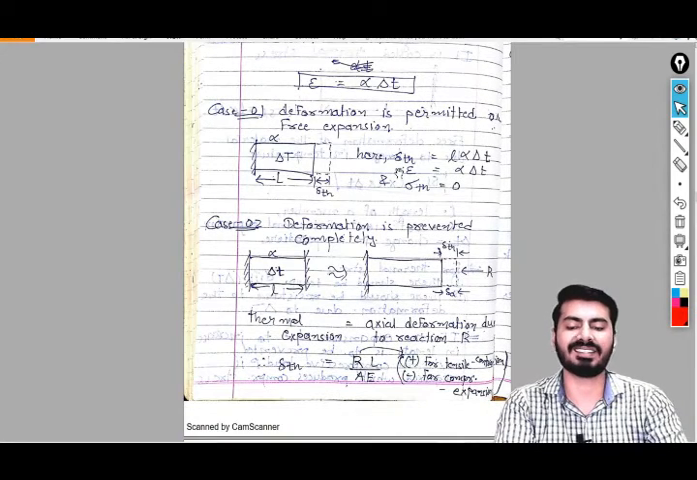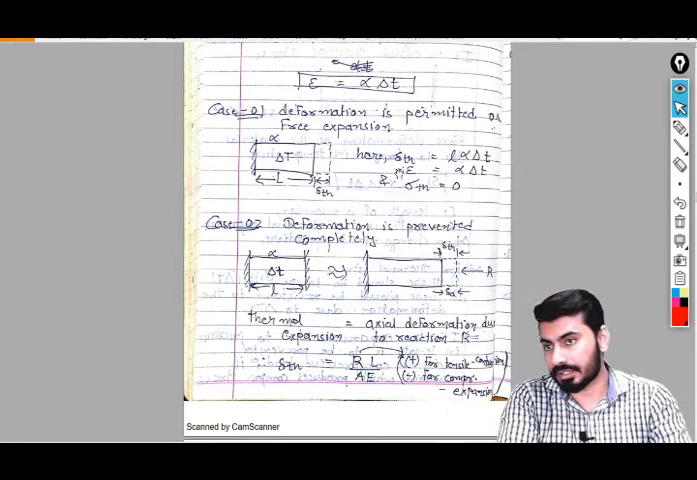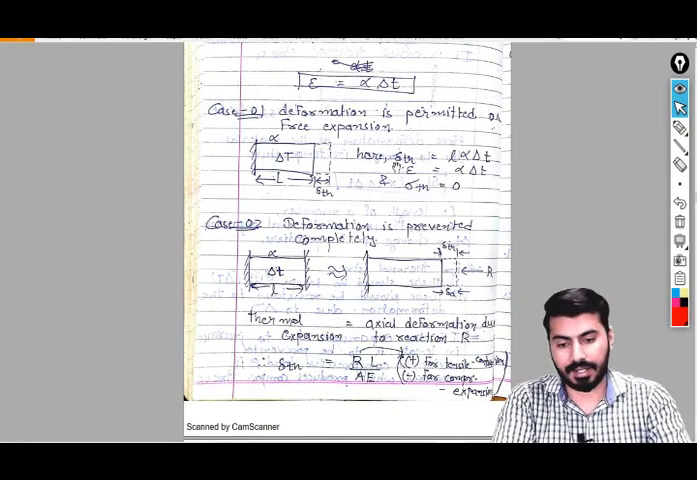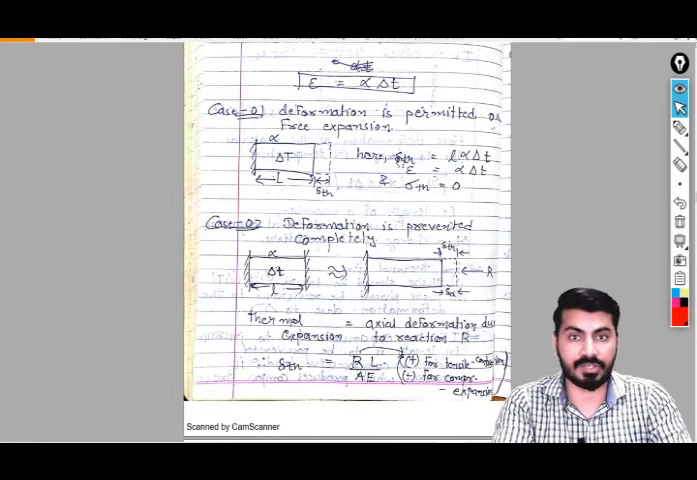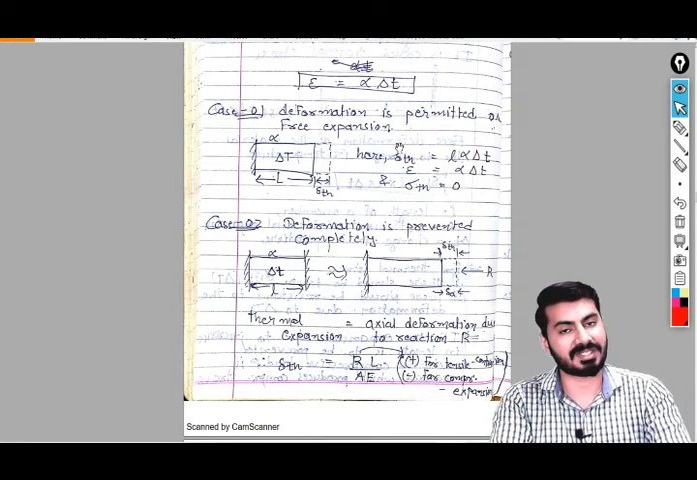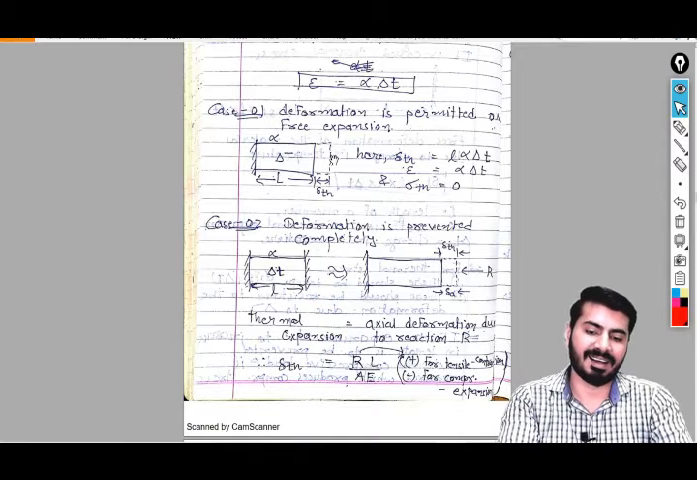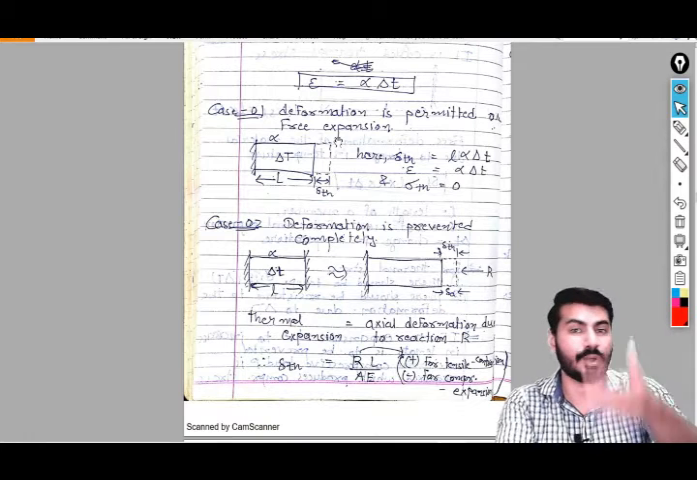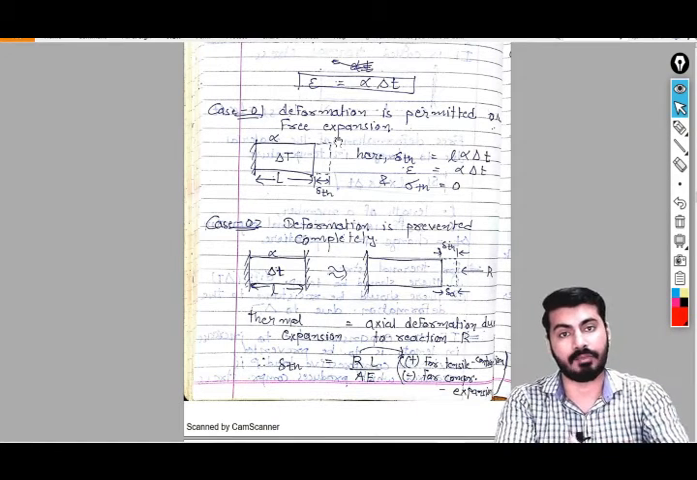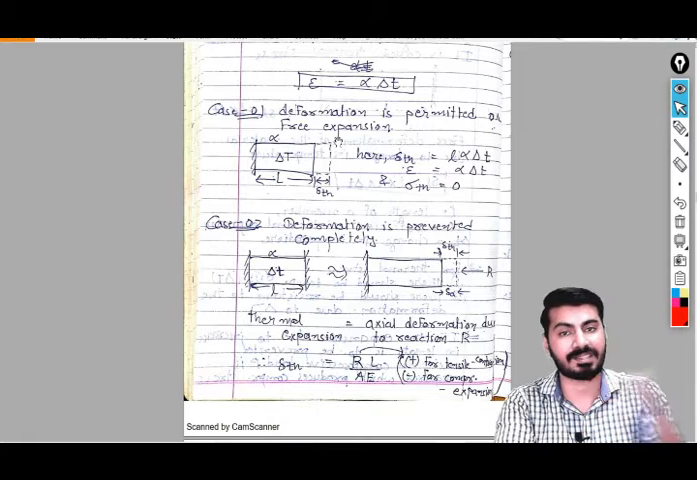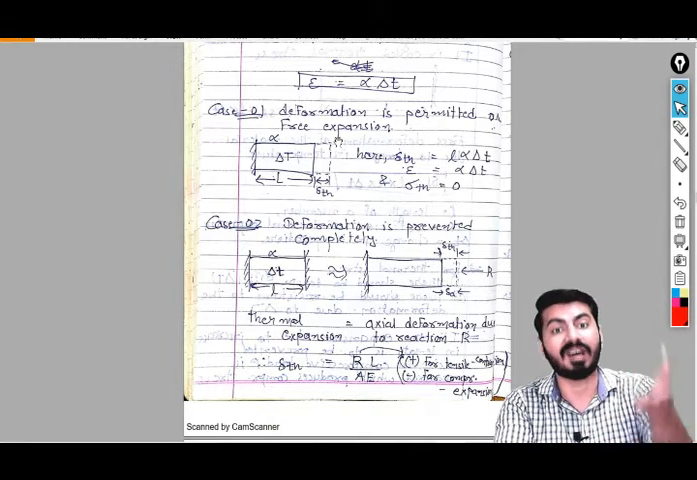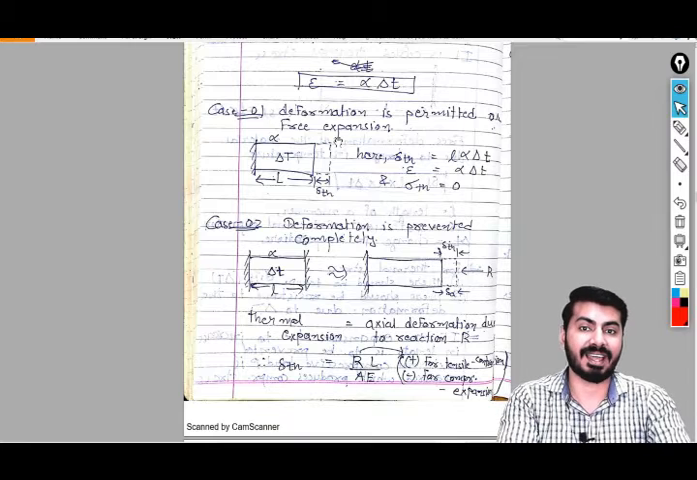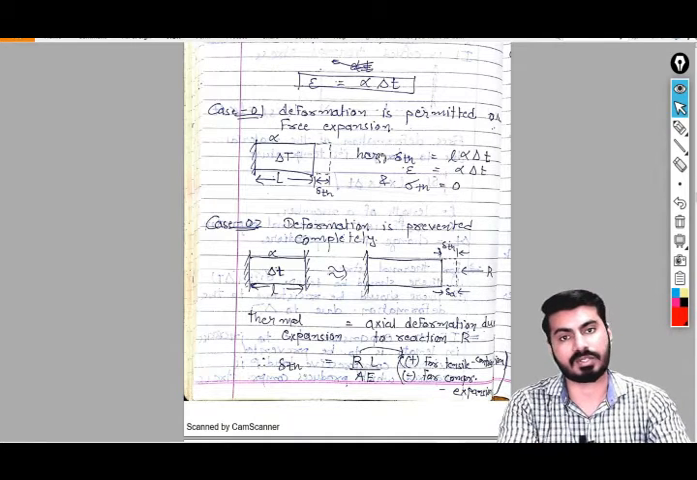Now we will look at the different cases. There are 3 different cases which you may be asked by GTU, and examples must be solved based on those cases. The first case is pretty simple. The first one is where deformation is permitted, or free expansion. You are not restricting your body on either side, whether the body is trying to expand or contract, you are allowing the body to do so, because you have not provided any restriction or constraint.